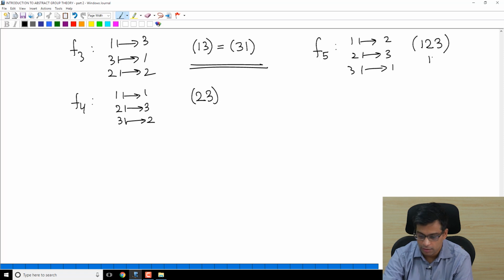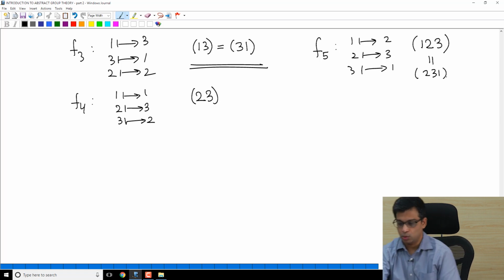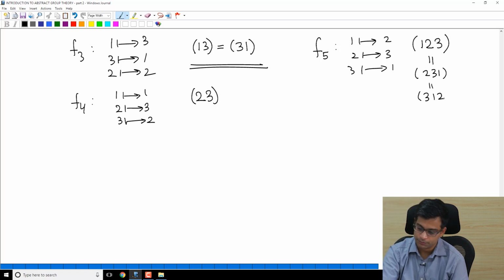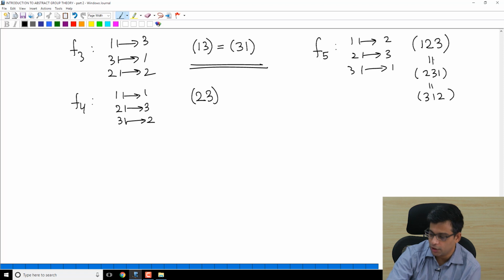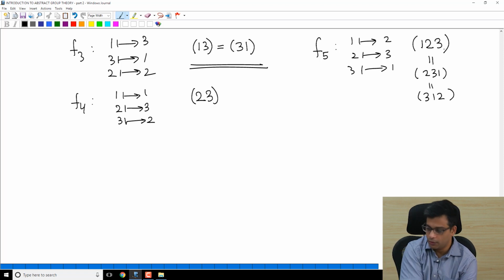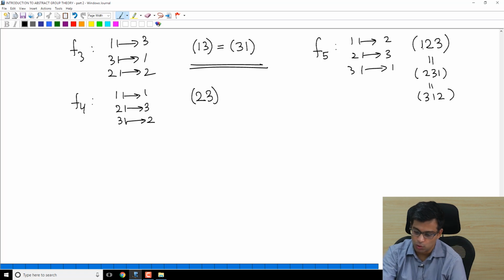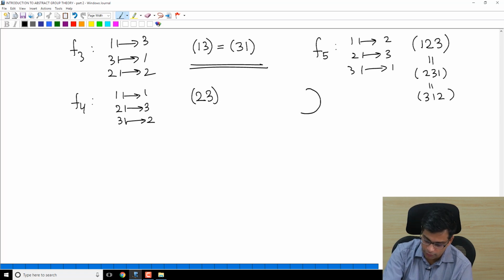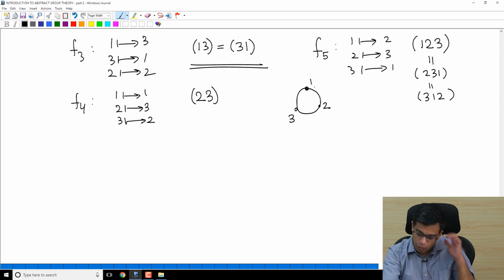But again, just like before, I can cycle them and I don't change the function. So for example, I can also write this as 2 3 1. 2 goes to 3, 3 goes to 1, 1 goes to 2. I can also write this as 3 1 2. So there is some ambiguity in which element you start with, but there is no ambiguity in the order in which they appear. So the correct way to think of them is 1 2 3.